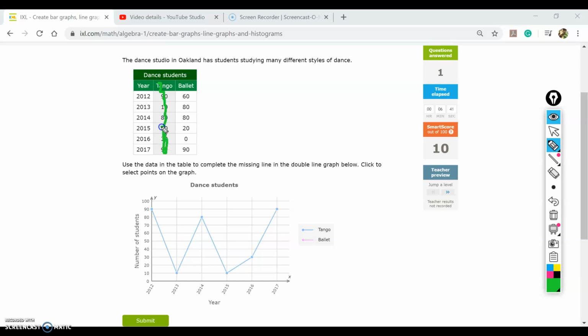Those are not the ones we're going to use. Why? Because those already use them. So I will use the ones for the ballet. So I'm going to select in here ballet, and I'm going to circle ballet. There you go. I'm going to use those.